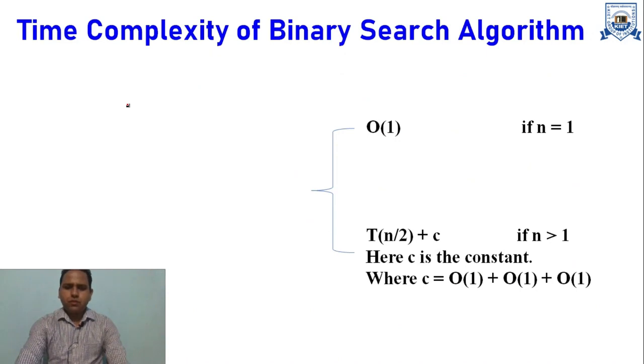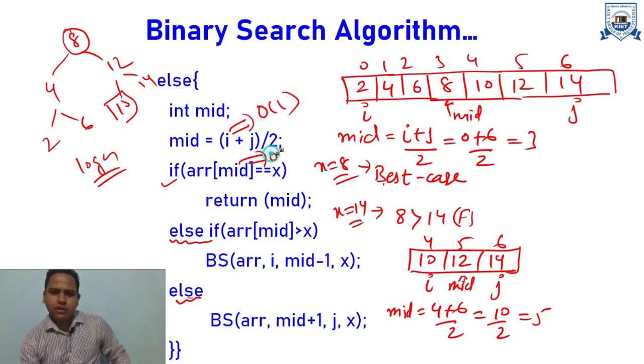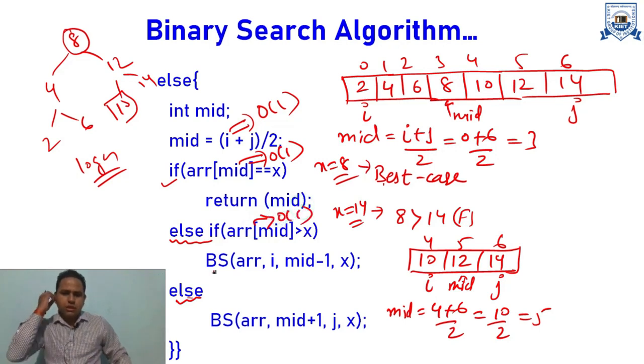Now if you go to the previous slide, let's take the analysis part. Finding the mid is a constant operation, order of 1 time. Comparing is also a constant operation, order of 1 time. Again we are comparing, so it is also 1 time. Here you can see either we go to this binary search or this binary search, either the left half or the right half. Yes or no? This is either if or else.